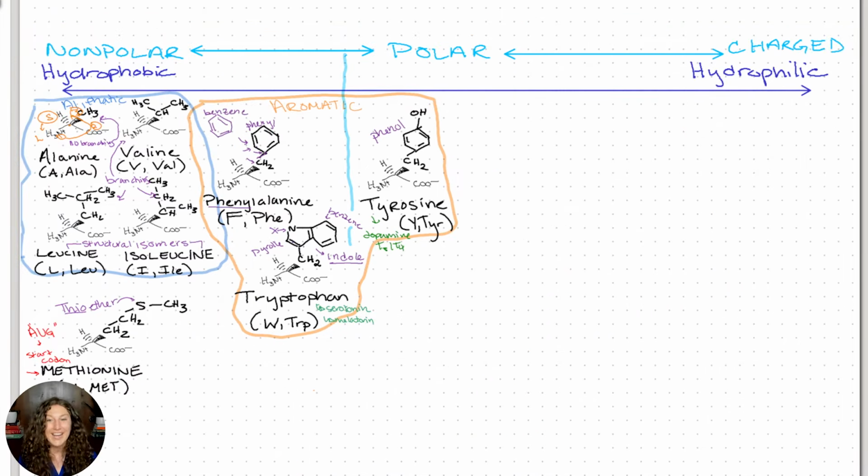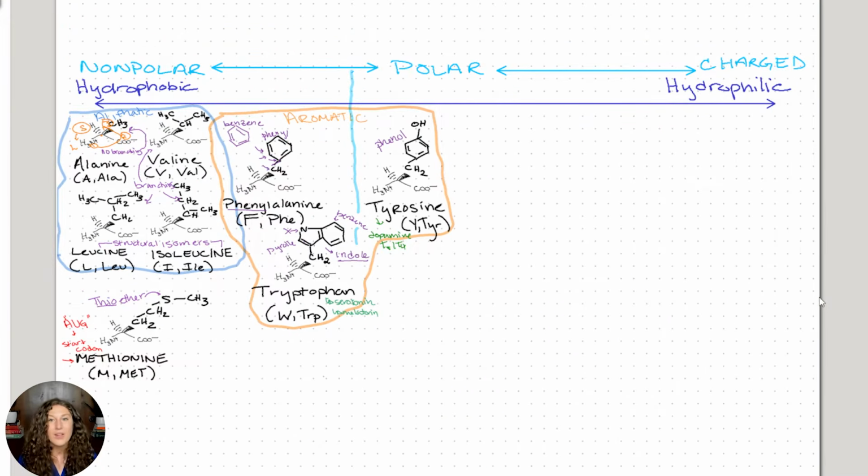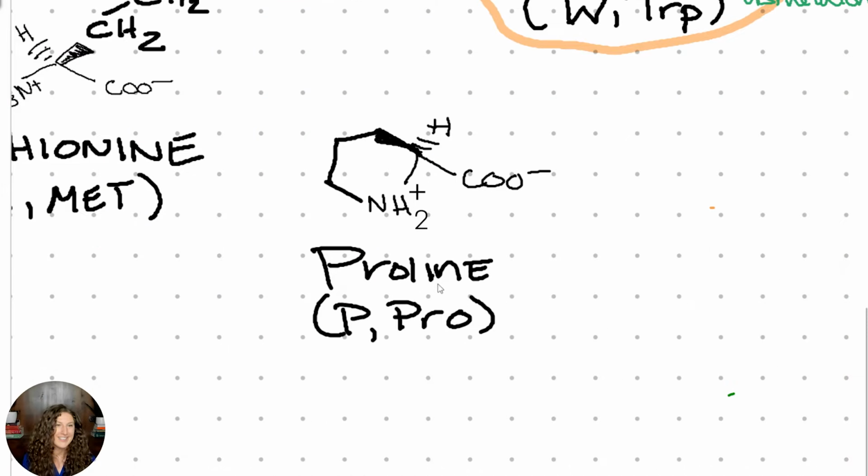We've now done our first 8 amino acids. We've got 12 to go. We have a couple more that fall in the nonpolar region before we fully move over into the polar category. Let's talk about those two, which are proline and glycine. So proline, take a look at this weirdo.